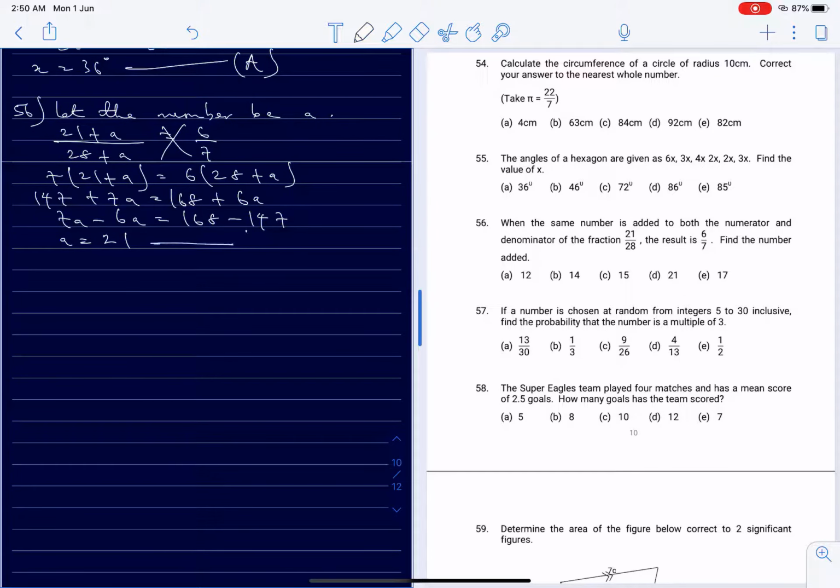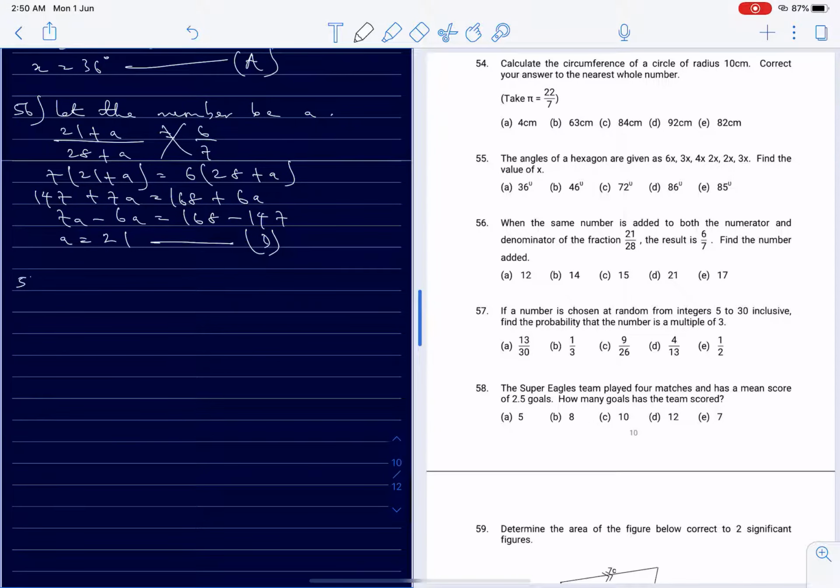And the correct option is, what's the correct option? The number is 21. The correct option is D. That's beautiful. Now to the next, number 57.